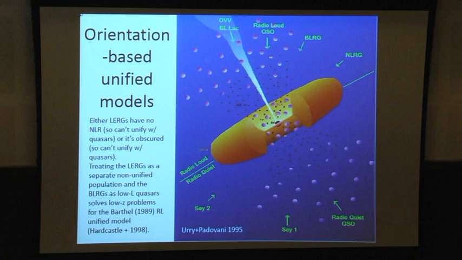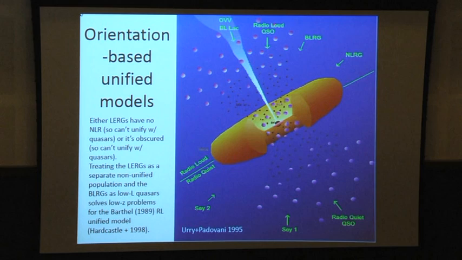Now, we sort of sorted out the basics of this orientation-based unified model in the 1990s, and you'll still see people putting up these slides. It's a beautiful picture, it explains a lot. Whenever somebody talks about radio galaxies, they'll start dragging this in. But there's a very important thing that you need to know about it, which is that low excitation radio galaxies don't fit on this picture. And since most radio galaxies in the universe are low excitation radio galaxies, you really need to be very careful about putting this picture up and saying, we know what's going on.